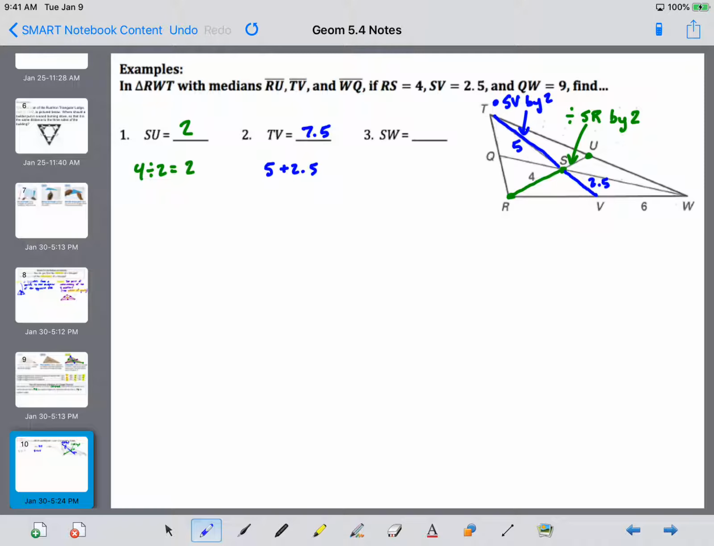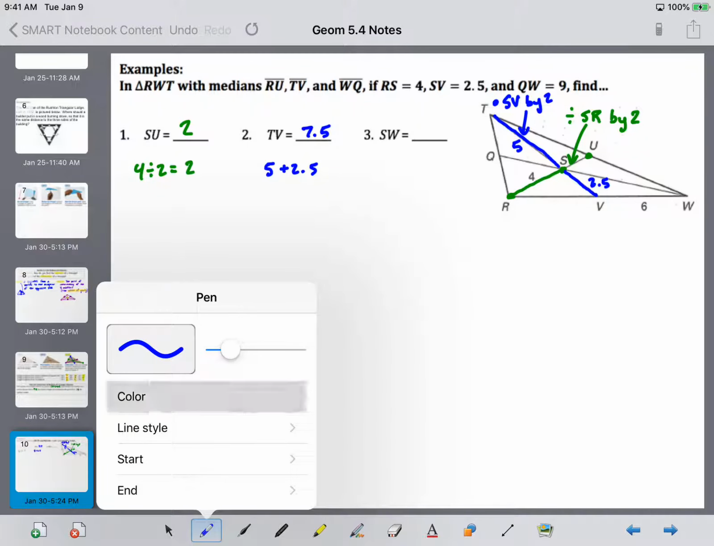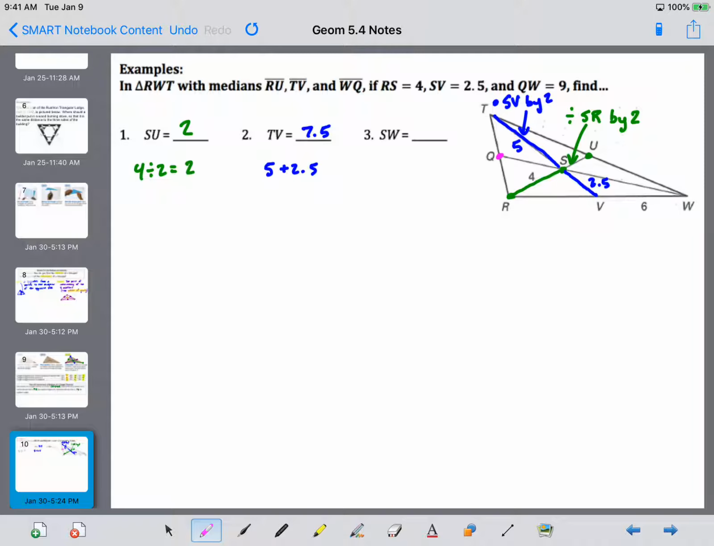All right, lastly, SW. That one's going to be kind of tricky, but we can handle that. Well, they told us this entire length from Q to W is 9. So if we know QW is 9, we can take a third of 9, or 9 divided by 3, we get 3. So that means from Q to S is 3. So from S to W has to be 6. Okay, so that's how you can use the medians to find some missing lengths.